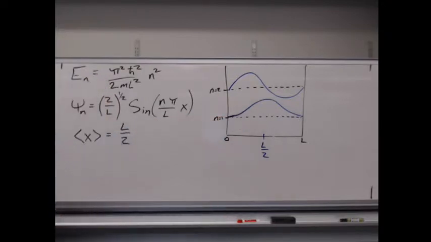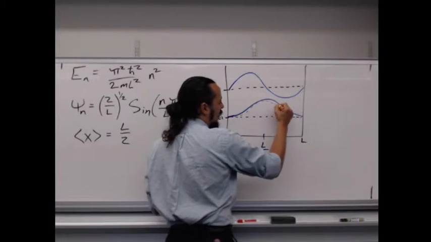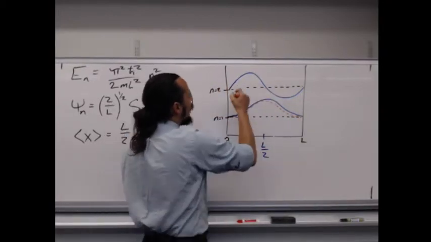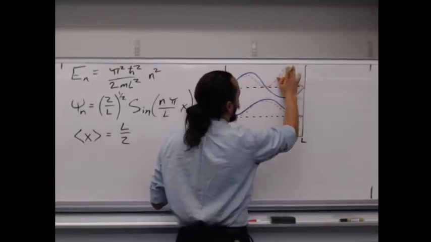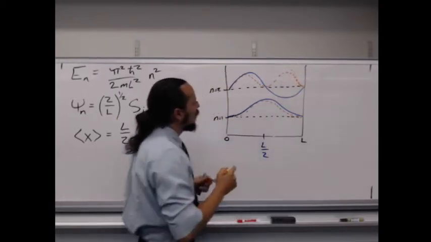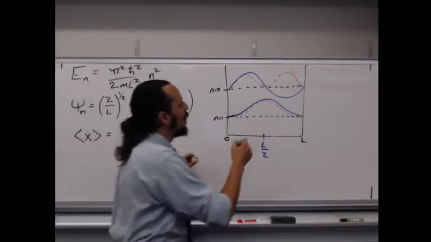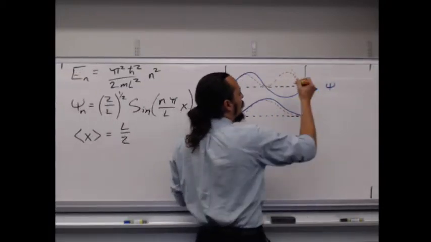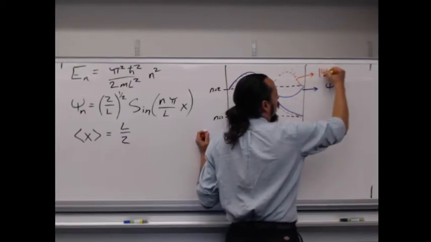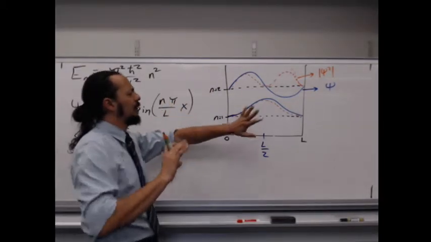That's if we're just looking at the function. If we look at the function squared, this first one looks the same. If we square this function, we get pretty much the same thing. When we square the second one, we're going to get some distribution. It's going to look like that. And again, we can see that this average value of L over 2 still makes sense for that second case. The blue is if I plotted the wave function. The orange is if I plotted the wave function squared, that's the psi star psi.